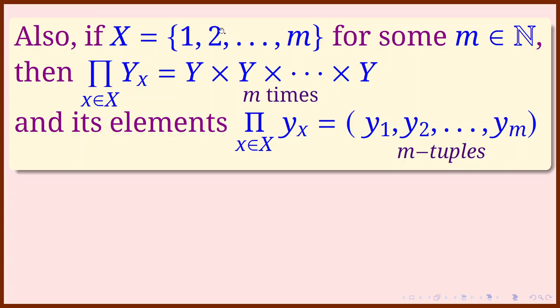Also, if X is taken as this finite set 1, 2, 3 up to m for some natural number m, then this product can be written as Y cross Y cross Y, m times, and its elements, instead of a sequence, become m-tuples like this.